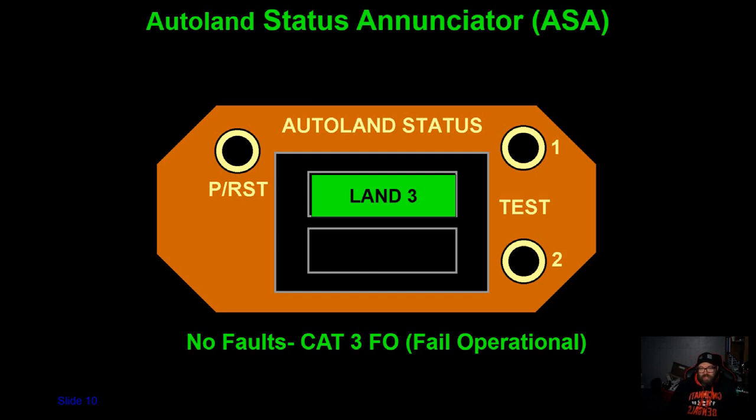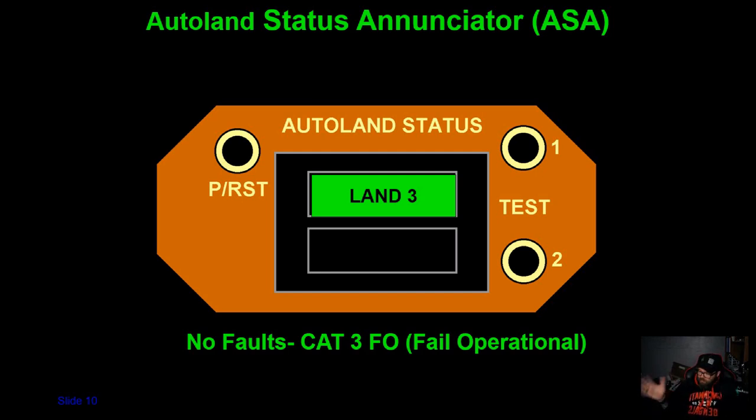Then we have what's called a Cat 3 FP, or fail passive. This basically means that something is broken on the airplane, that there is something inoperative on the airplane that's causing the Autoland status to not be fully functional, but functional enough to be able to auto land. And it does change your RVR requirements.